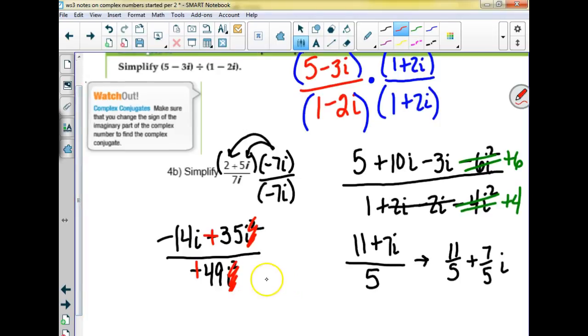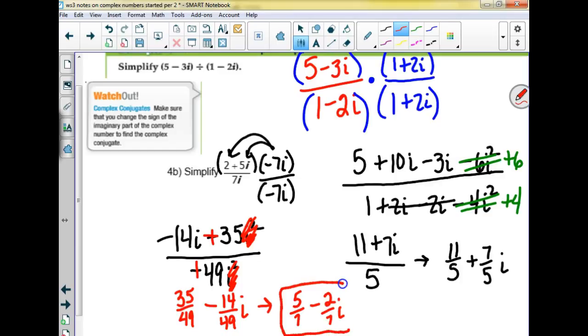So if I separated this as a fraction, let's see, the real part is 35 over 49, right? The part that still has an i is negative 14 over 49. So those would reduce by 7 to 5/7 minus 2/7 i. How did I do?